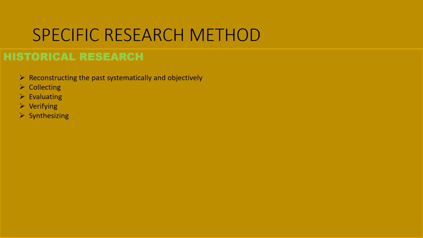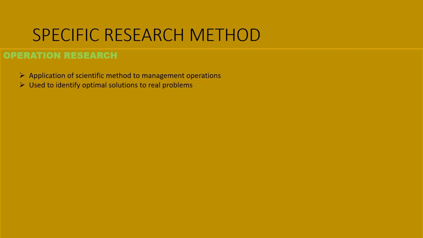Isaac and Michael describe the purpose of historical research as one of reconstructing the past systematically and objectively by collecting, evaluating, verifying, and synthesizing evidence to establish the facts and reach defensible conclusions, often in relation to particular hypotheses. Operations research is the application of scientific method to management operations in an effort to aid managerial decision-making. It is used to identify optimal solutions to real problems, utilizing analytical mathematical techniques.